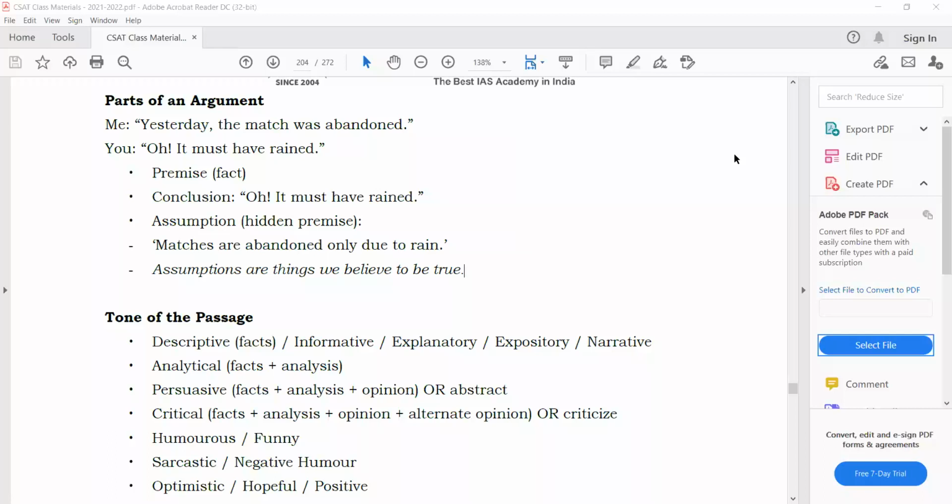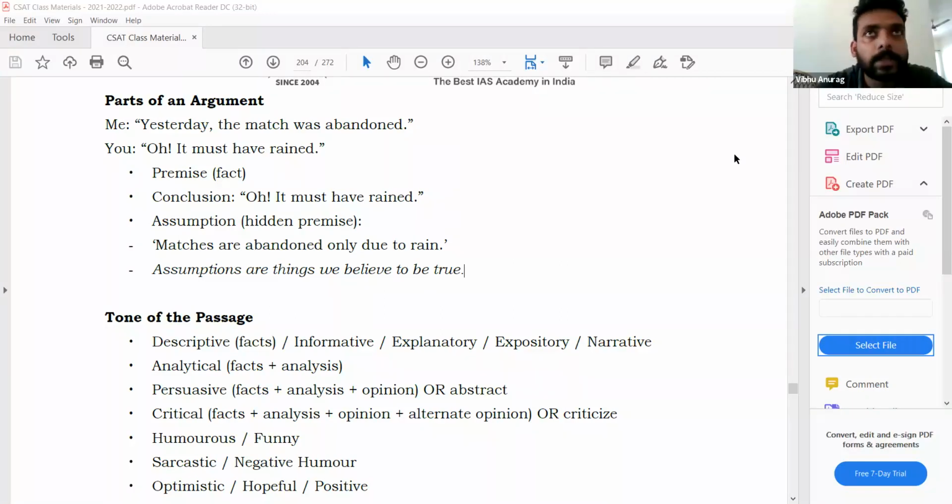Okay. Conclusions are based on assumptions. I told you that the match was abandoned. So you thought something in your mind and you replied that it must have rained. Can we say this is your opinion, what you think happened? Yes, sir. It seems like an assumption. How can it be a conclusion? That is called a conclusion: whatever you finally arrive at, the final solution that you arrive at, is known as a conclusion.